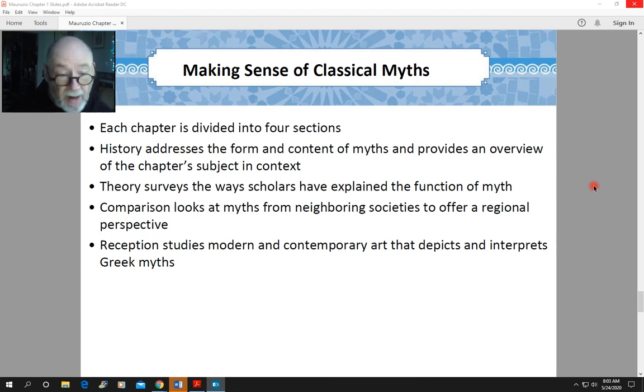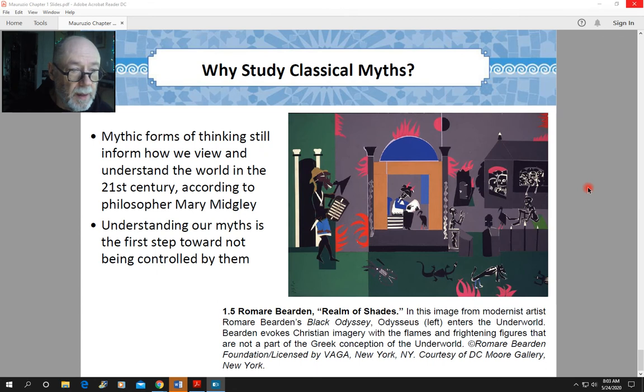And this will be art, this will be film, this will be drama, this will be poems. And here we've got the reception section. Why study classical myths? They still inform how we view the world, for a century, according to philosopher Mary Midgley. So Mary Midgley wrote a work called The Myths We Live By.